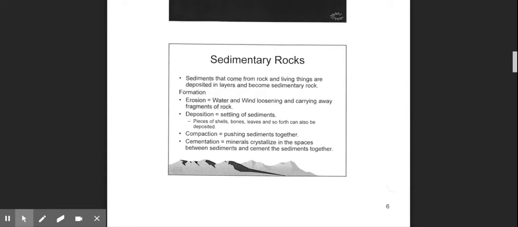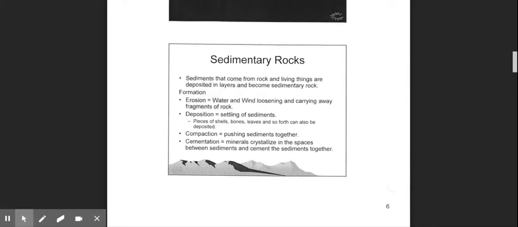So we've just completed the igneous rocks, which means that the rock had to melt and then cool. Sedimentary rocks form in a totally different way. A sedimentary rock is broken down material that then gets compacted, squeezed together, and cemented. So sediments that come from rocks and living things deposited in layers become sedimentary rock. It comes from any other rock: an igneous rock, a metamorphic rock, or other sedimentary rocks.